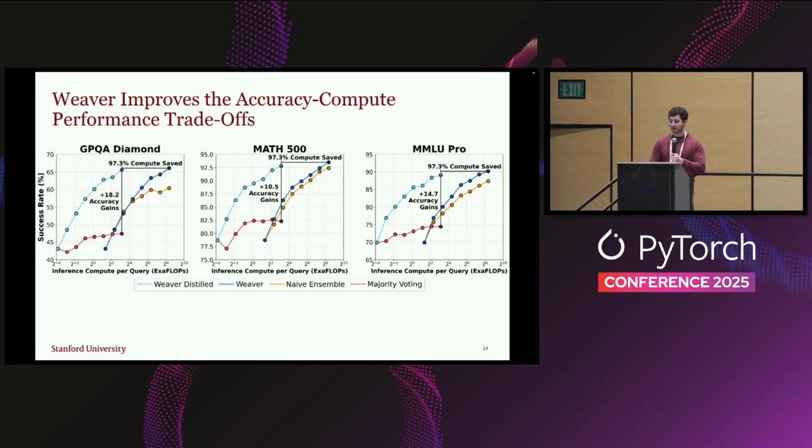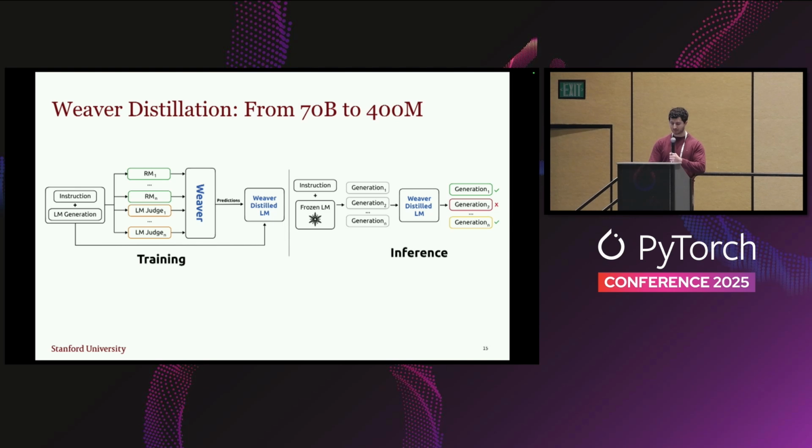And so we explored a new form of distilled verification called Weaver distilled, in which we took all of these different verifiers, used the Weaver annotations to fine-tune a smaller model at the scale of 1 billion to 500 million parameters, and actually get pretty solid performance.